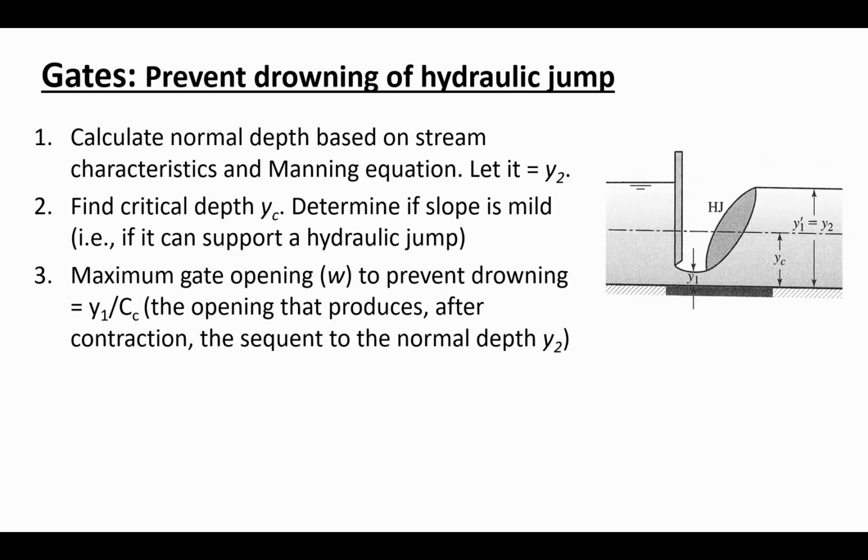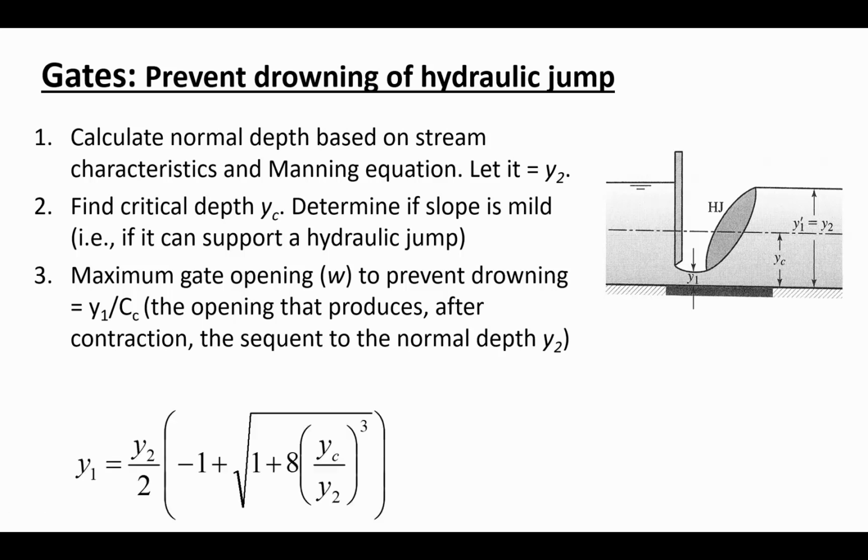Now, how much you can open the gate without drowning the jump is going to take the coefficient of contraction into account. So y1 would be the upstream jump depth, divide it by the coefficient of contraction, and then that will tell you how wide the gate can be opened. You know, how big is W.